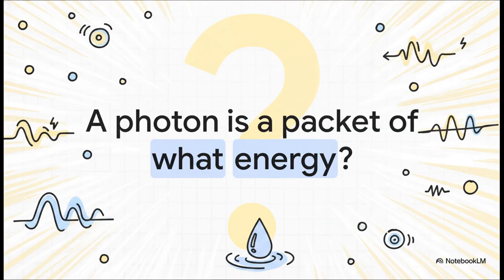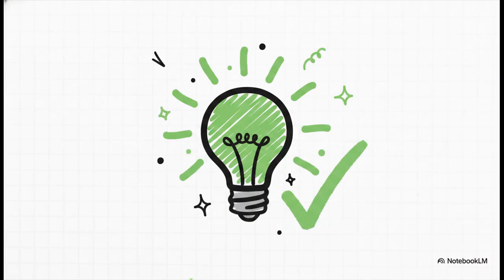Ready? Quick quiz 1. A photon is a packet of blank energy. Is it A, sound, B, light, C, heat only, or D, water? Come on, shout it out right now. Boom! If you said B, light, you are absolutely correct. You are already mastering the foundational basics of quantum physics, and we're honestly just getting started. Let's keep this awesome momentum going.